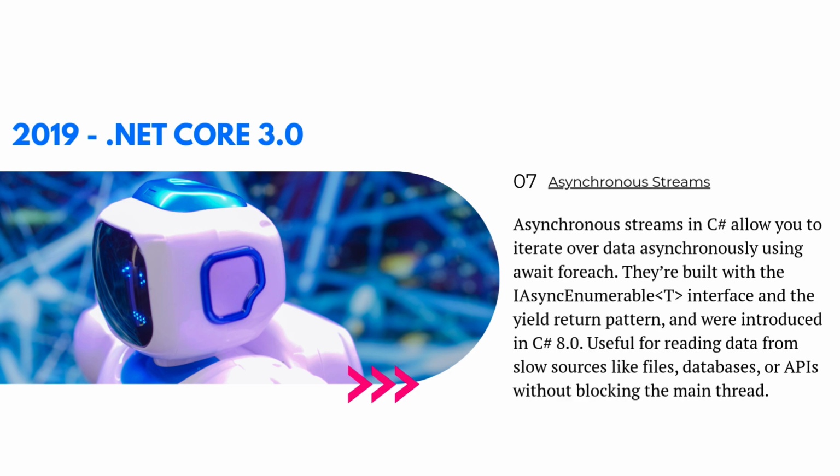Asynchronous streams in C# allow you to iterate over data asynchronously using await foreach. They're built with the IAsyncEnumerable<T> interface and the yield return pattern, and were introduced in C# 8.0. Useful for reading data from slow sources like files, databases, or APIs without blocking the main thread.